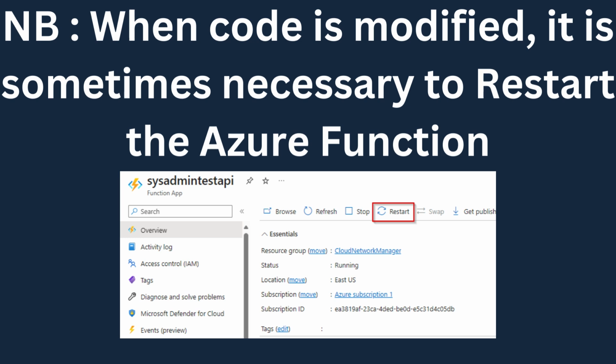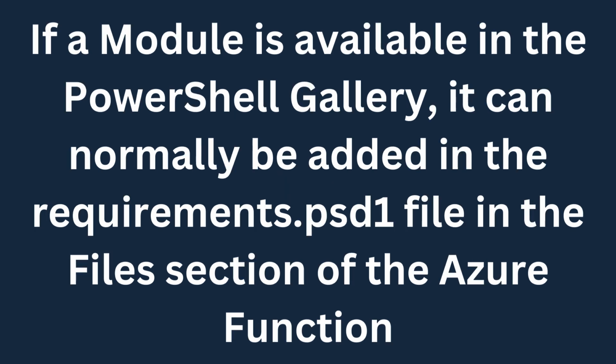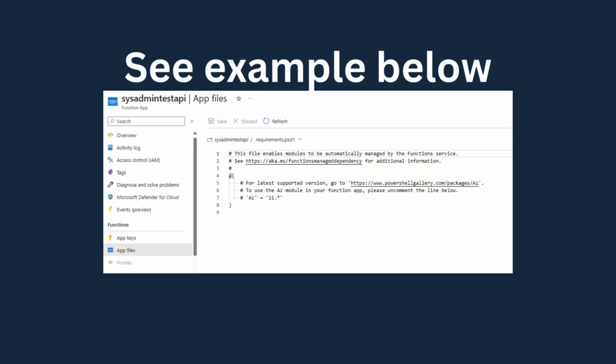Azure Functions can be funny and frustrating. Sometimes it may be necessary to restart the Azure function when major code changes are made. Azure Functions works a little differently to normal PowerShell on your desktop. Some modules are not available and have to be built using these .NET classes. If a module is available in the PowerShell gallery, it can normally be added in the requirements PSD1 file in the Files section of the Azure function.